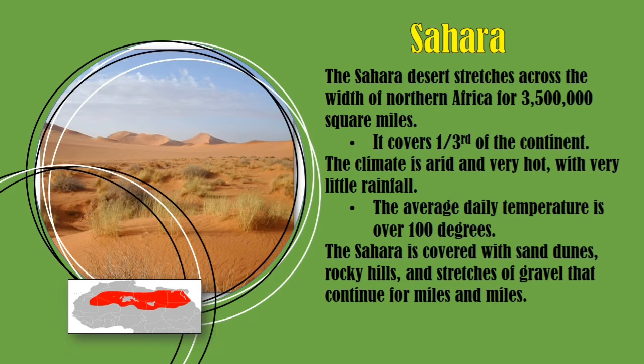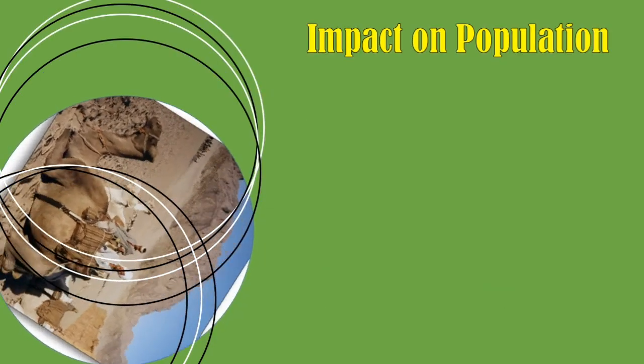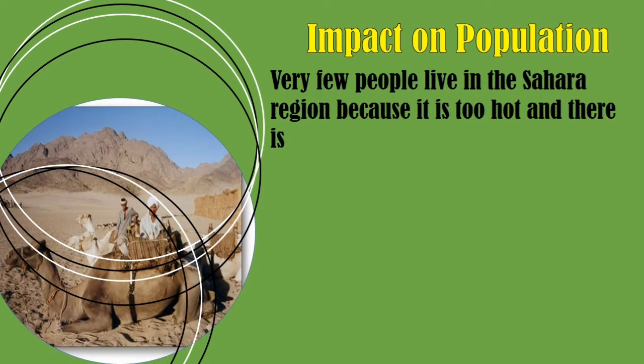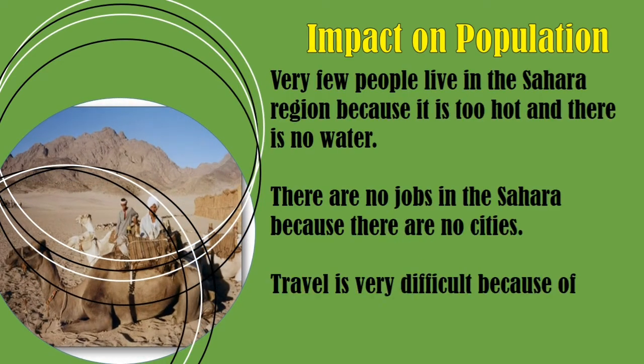And the Sahara is covered with sand dunes, rocky hills, and stretches of gravel that continue for miles and miles. And there is very little water or vegetation in the region. So let's talk about the impact of the Sahara on the population.